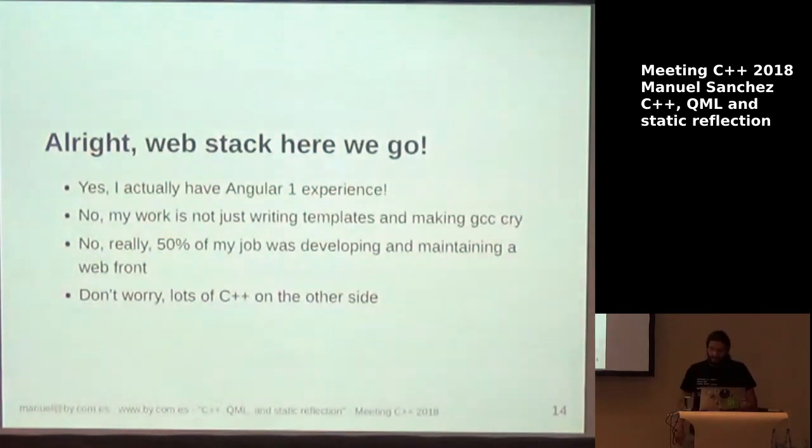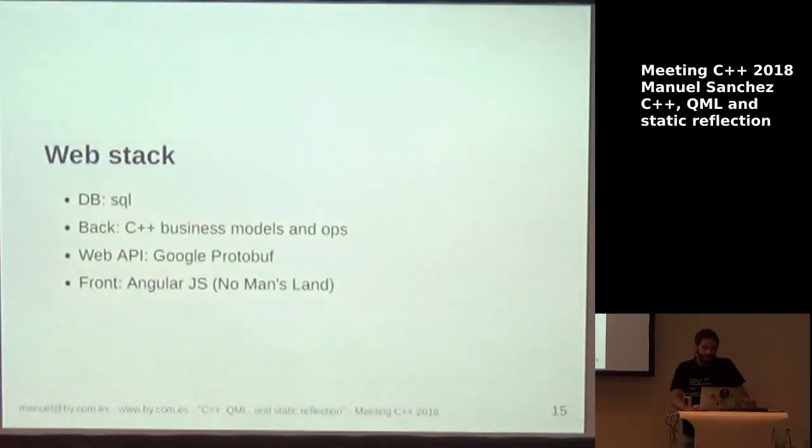And well, it was great, more or less. Okay, there was also backend. So the web stack was the usual web stack: a database, then a model for the business, entirely in C++, then a web API we did with protocol buffers from Google, and finally the web application itself with AngularJS, which is something I don't want to talk about more.